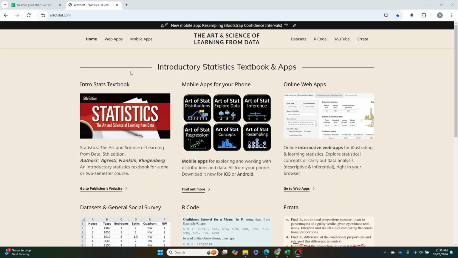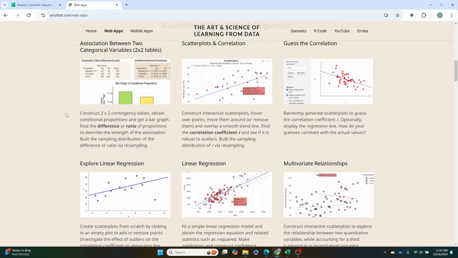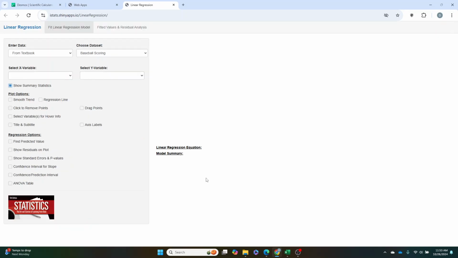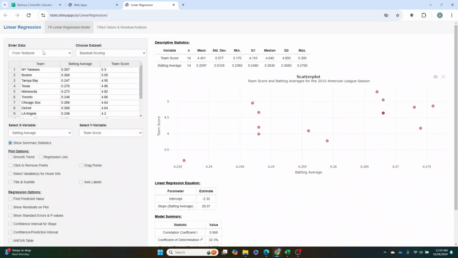So here in Art of Stat, this is the home page. If you click on Web Apps up at the top, then you can scroll down, and we want to use the linear regression app. So it's here under Association, Correlation, and Regression. We want to use the linear regression app to do all of our stuff in this section. We're not using a textbook example here. We'll just enter our own data.